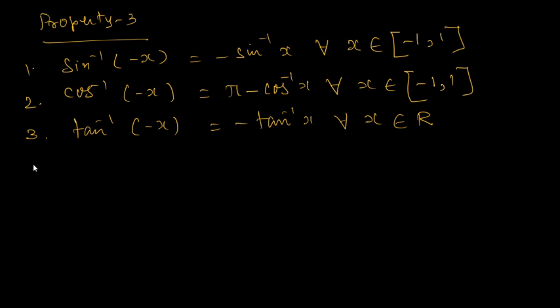Right? Then fourth, let us consider cot inverse. Cot inverse of minus x is equal to pi minus cot inverse of x for all x belonging to the real numbers R. Then 5.